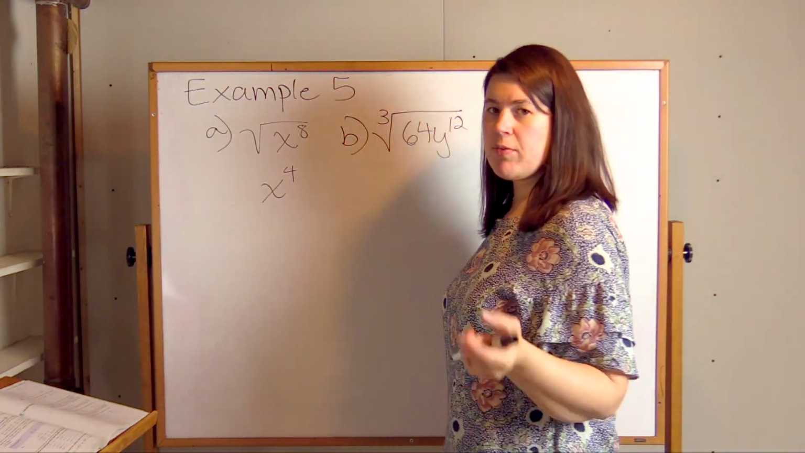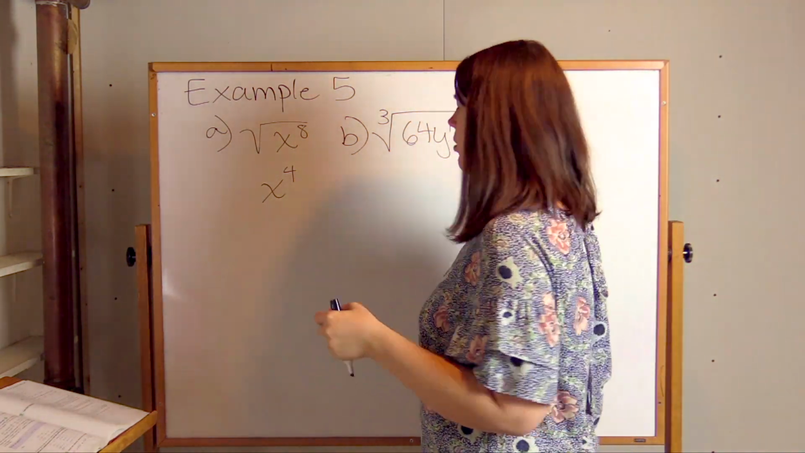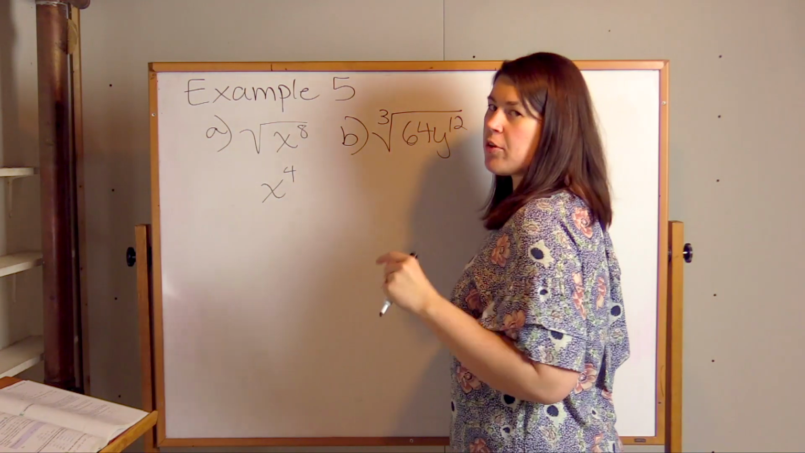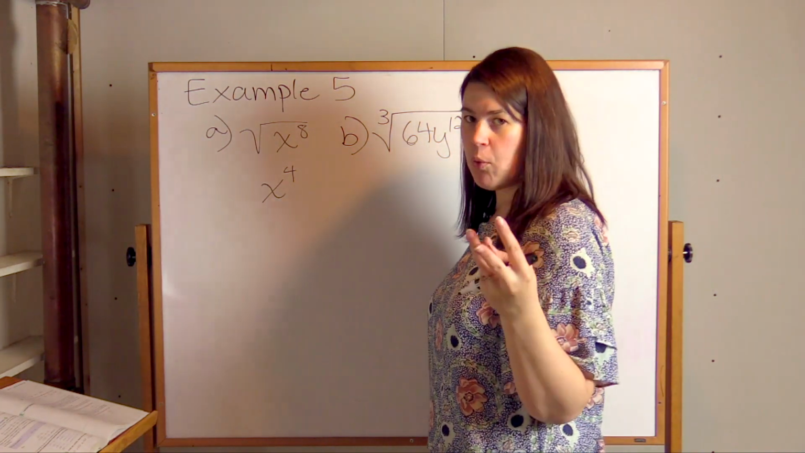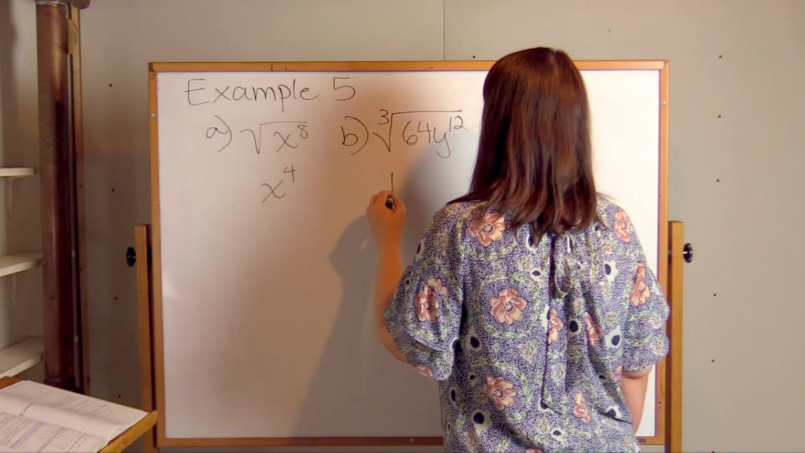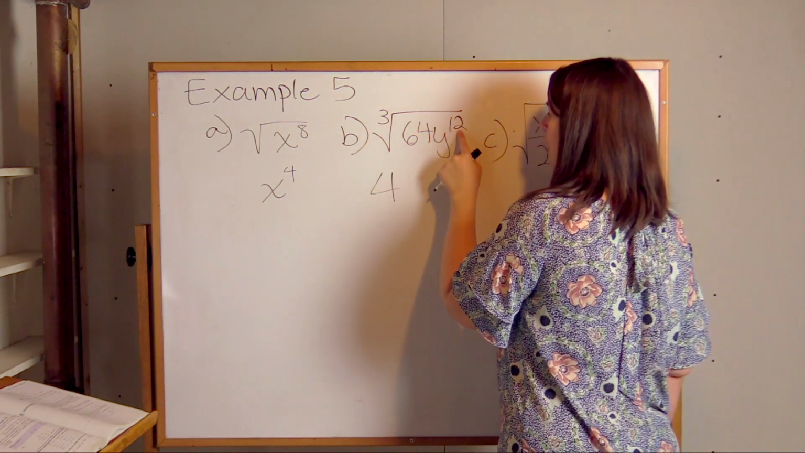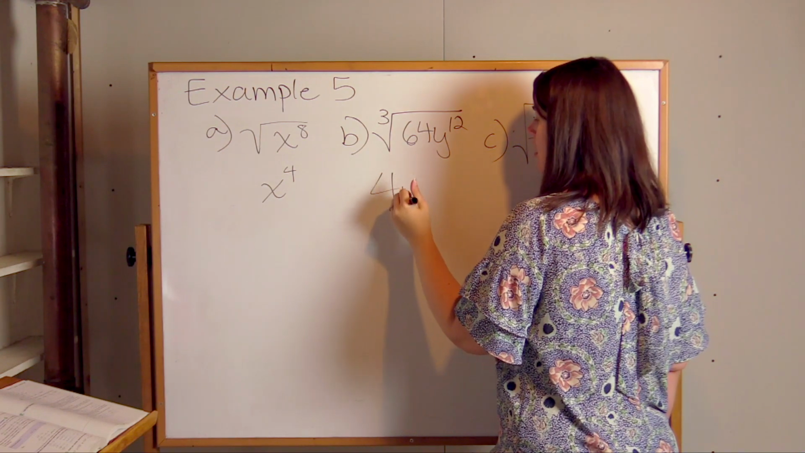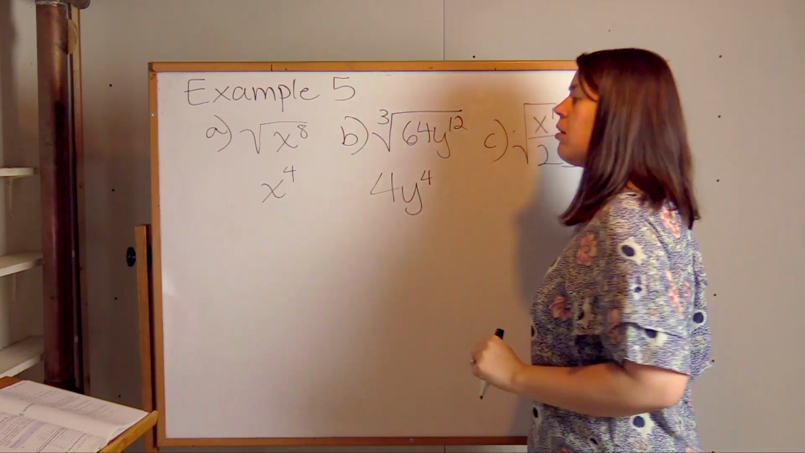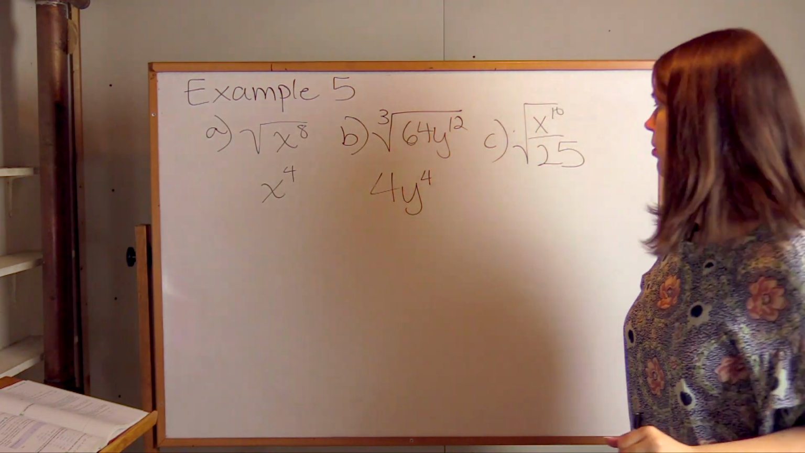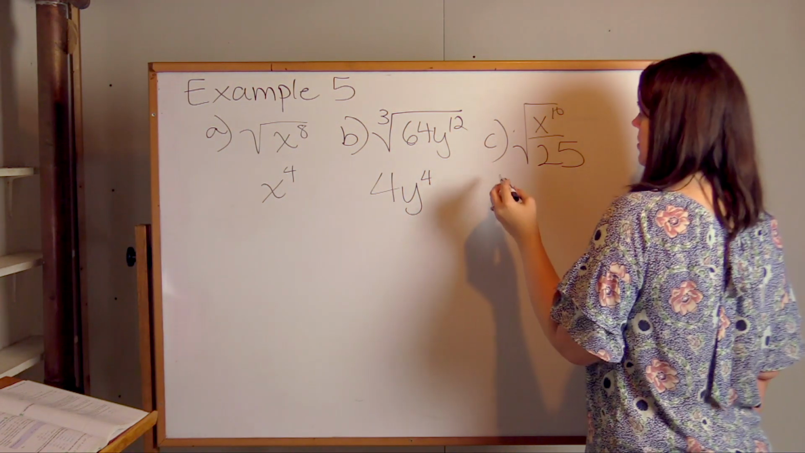On this one, I have coefficients and variables, so start with your coefficient. 64, the cubic root is 4. 4 times 4 times 4. So I know I'm going to have 4 in my final answer. For y to the 12th, 12 divided by 3 gives me y to the 4th. Okay?